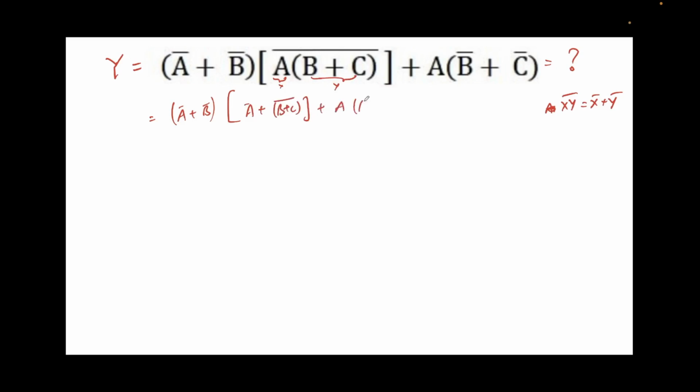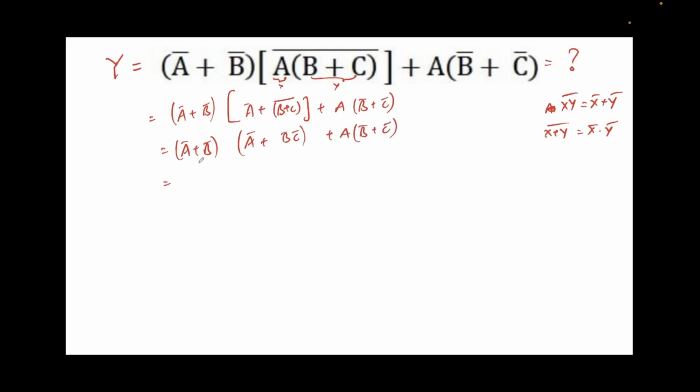So let's copy the second term. Again, this term will remain the same. And now I can apply the second De Morgan's law, which is (X plus Y) whole bar is equal to X bar times Y bar. Look at this (B plus C) whole bar, it's of the form (X plus Y) whole bar. So I can write it as simply B bar C bar plus A times (B bar plus C bar).